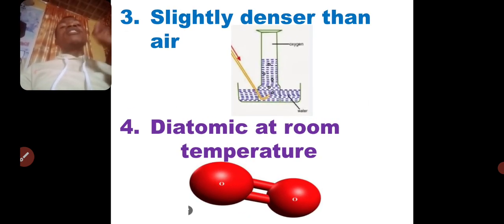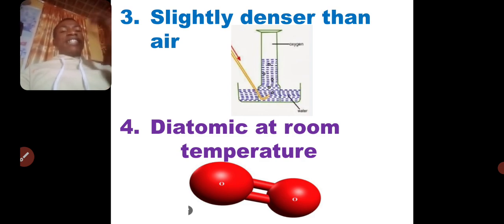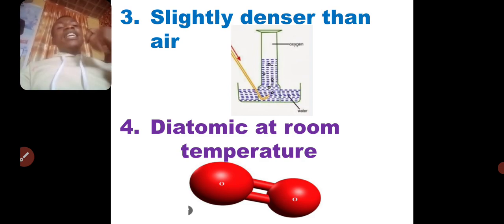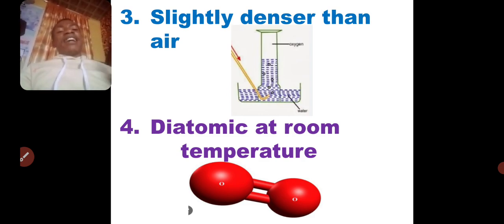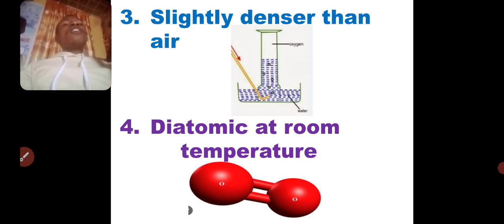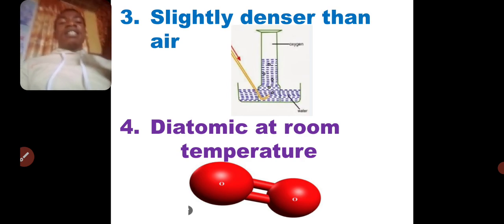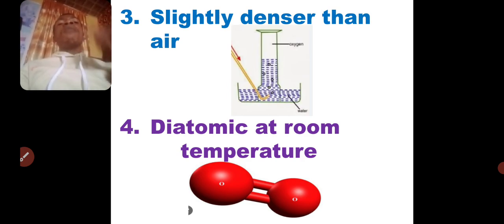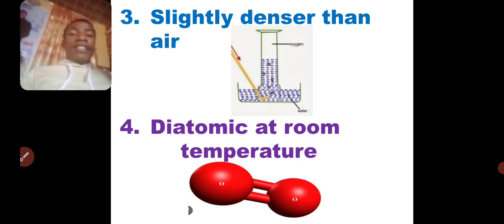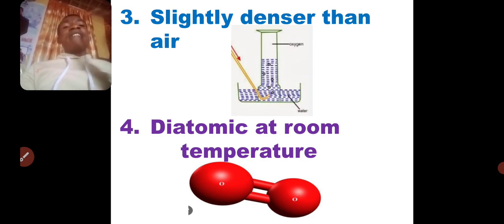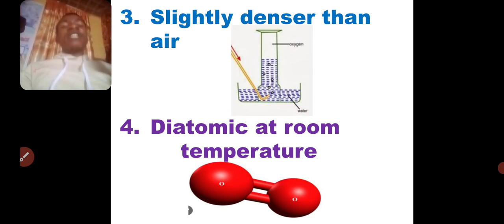Next, oxygen is slightly denser than air. Even though it's slightly denser, the density is approximately that of air. The density of oxygen is 16. The density of air is 14. So because of that, you don't normally collect oxygen by displacement of air, because their densities are approximate.